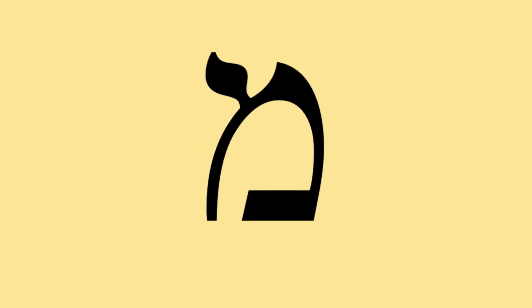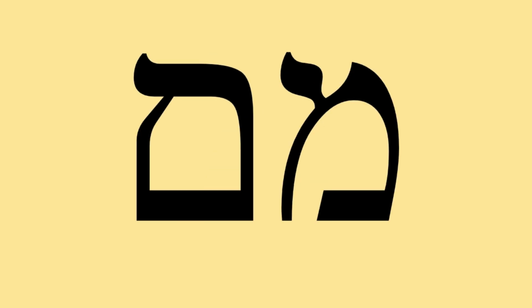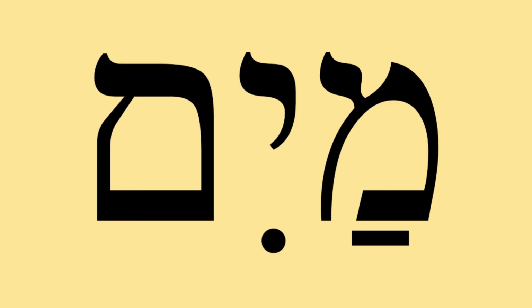Mem, just the one form of the mem, no dots included here. But if you're writing a mem at the end of a word, and only at the end of a word, then it has this square shape instead. So if I pop a yod in between, I can make the word mayim, water, mayim. And you can see the mem at the beginning of the word looks like our normal form, and the mem written at the end of the word, because it is at the end of the word, has the so-called final form.